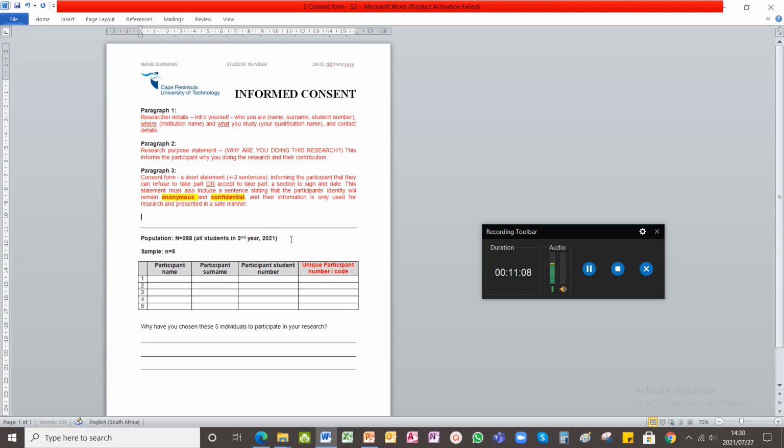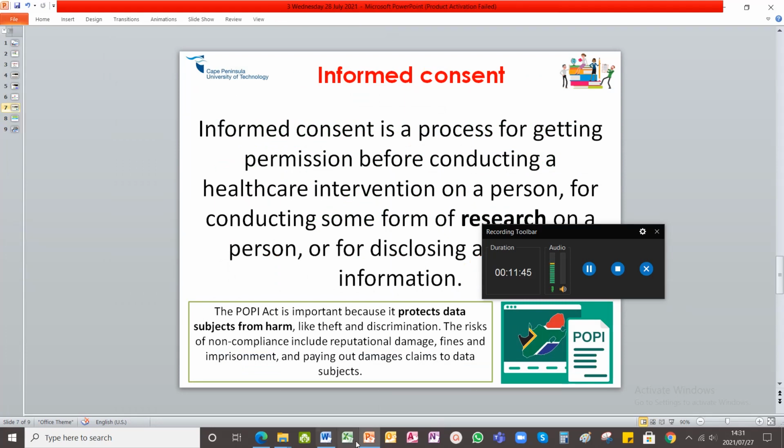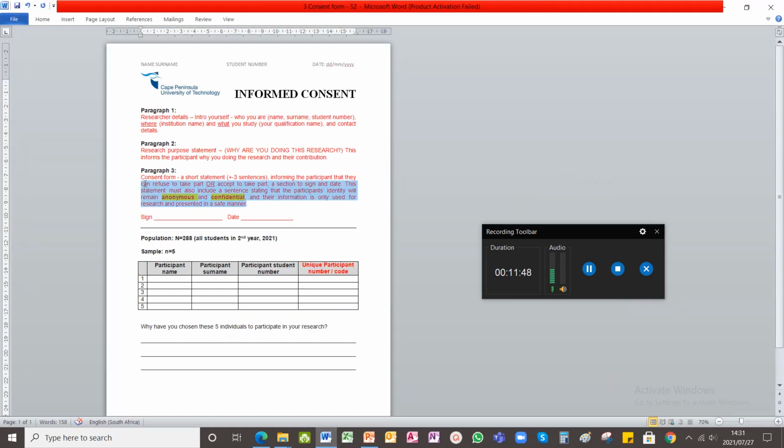So it could be something as simple as sign, and then a simple line like that, and then date, and a simple line. So they have helped you out with that. So the paragraph over here will then just indicate that they can voluntarily take part, they can refuse, and next you have to indicate that their information or their identity will remain anonymous and confidential, and that the information will only be used in a safe manner for research. Remember the POPI Act? So this is basically all to do with the POPI Act over here.